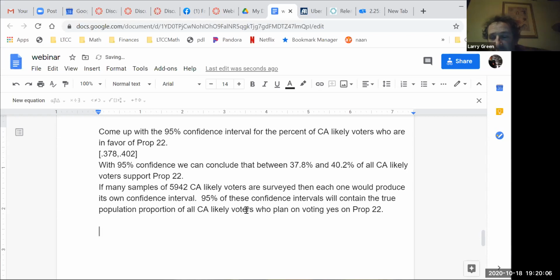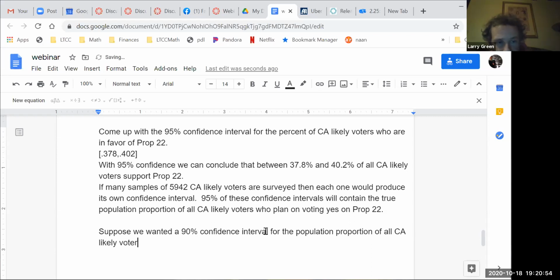Okay, the last thing I want to do is talk about sample sizes. Okay, so suppose we wanted a confidence interval, and let's make it how about 90% just for fun? A 90% confidence interval for the population proportion of all California likely voters who support Prop 22.